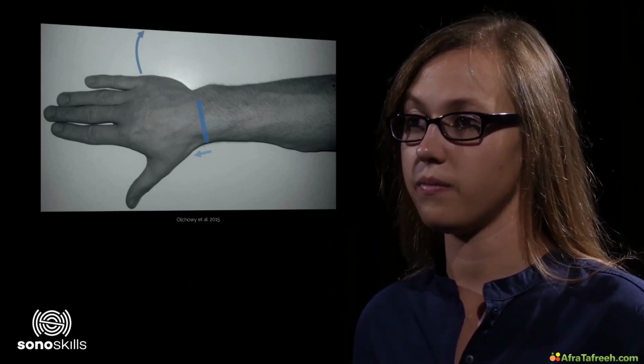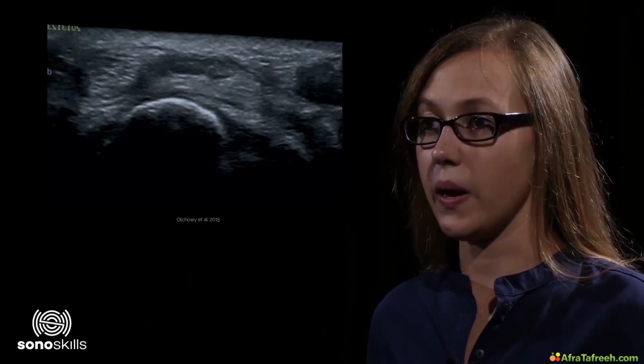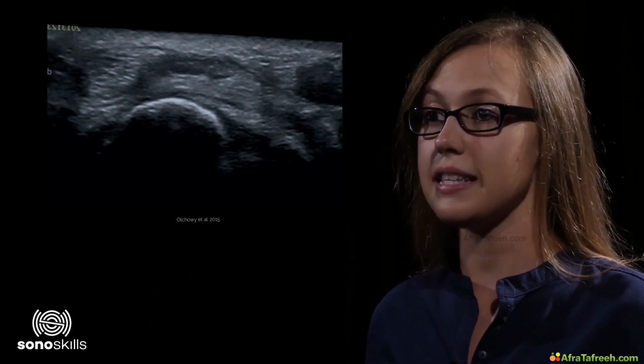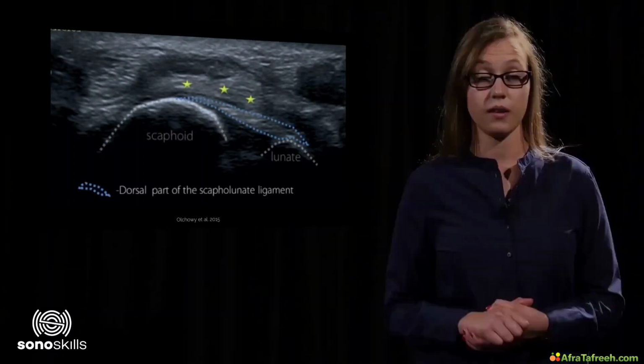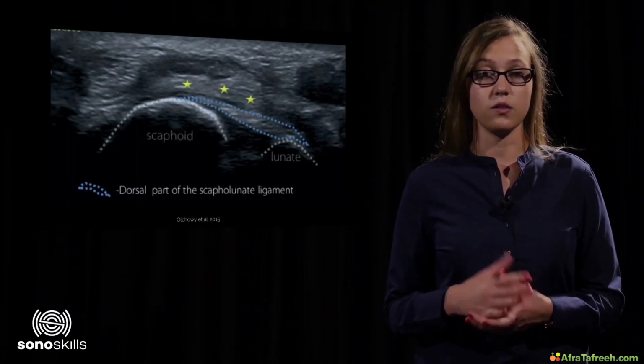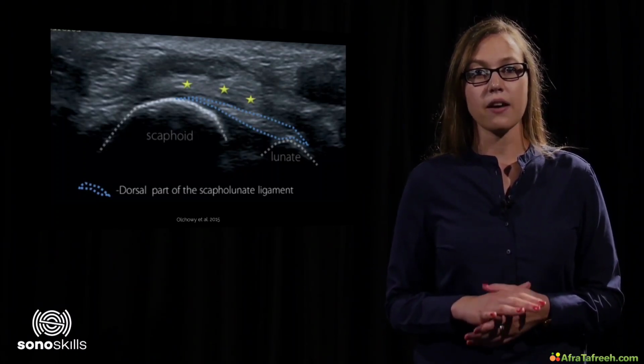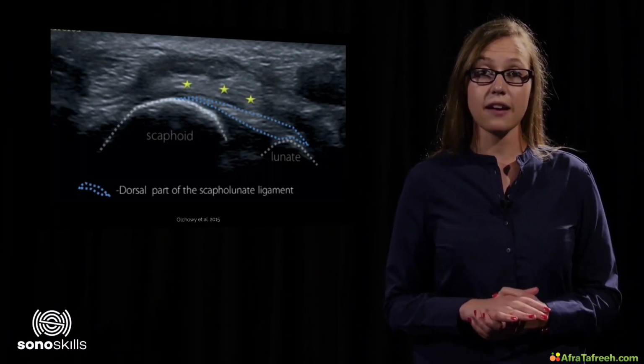The obtained ultrasound image shows the hyperechoic osteology of the lunate and scaphoid bone. And of course, the scapholunate ligament, here indicated with blue dots. You can see the hyperechoic parallel fibers which connect the scaphoid with the lunate bone.